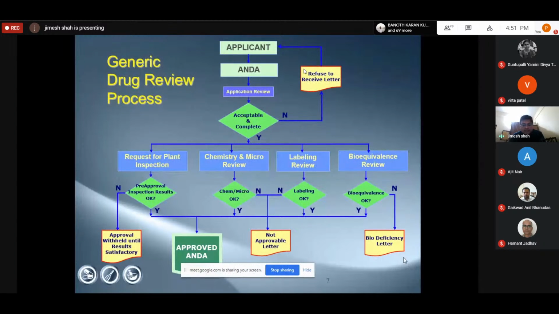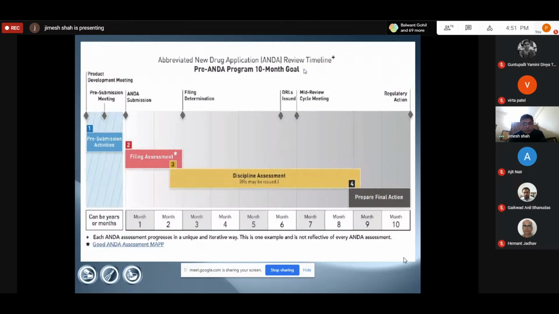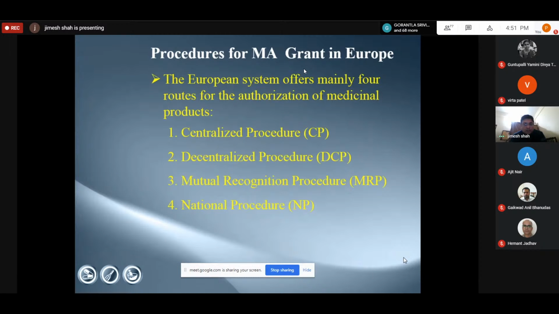So basically this is a 10-month review process. I have also mentioned here the 10-month review cycle from the FDA side. It runs from the product development meeting to the pre-submission meeting, through the ANDA submission, filing determination, the DRL, that is the deficiency, the mid-review cycle meeting and the regulatory action. So this is the 10-month cycle for the FDA approval of the ANDA. This is the story about the US FDA.